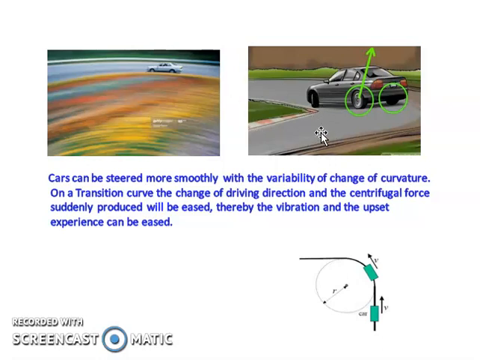This is because a centrifugal force will be produced when the car is traveling along the curve. This centrifugal force will pull the vehicle outwards, and it will result in a jerk and a disturbance. In order to avoid this difficulty, we must always have a transition curve along road curves. Over here also the radius of curvature will be increased, curvature will be decreased, and there will be an ease in traveling along the curve.